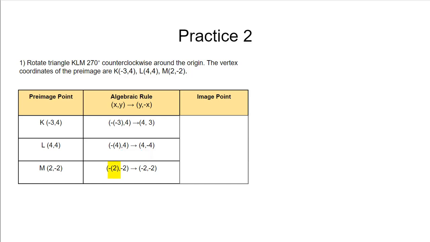And for point M, we had 2, -2. So the x coordinate was positive, we're going to have that as the opposite sign, which would be -2, and then if we switch them, they will both be -2. So we're not changing the y coordinate sign. All we're doing is changing the x coordinate sign to be the opposite and then switching the x and the y order. So your image point coordinates are as shown.